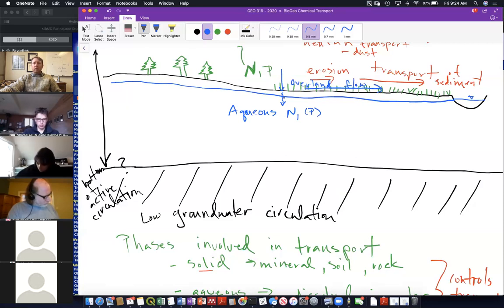What are ways that we could transport this now aqueous nitrogen to our stream? What are types of flow that might transport this aqueous nitrogen to the stream? All three of them would. Yeah, all three. That's overland flow. We got interflow or soil flow. And then we have groundwater flow.